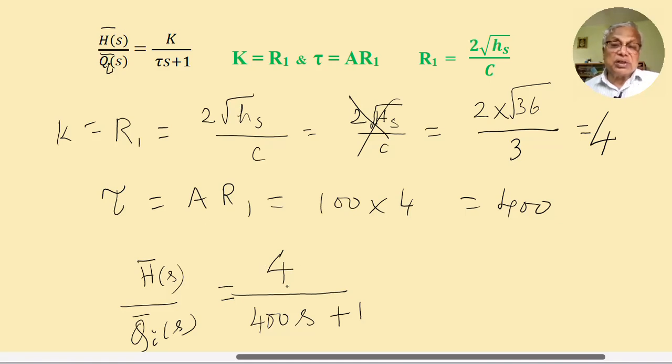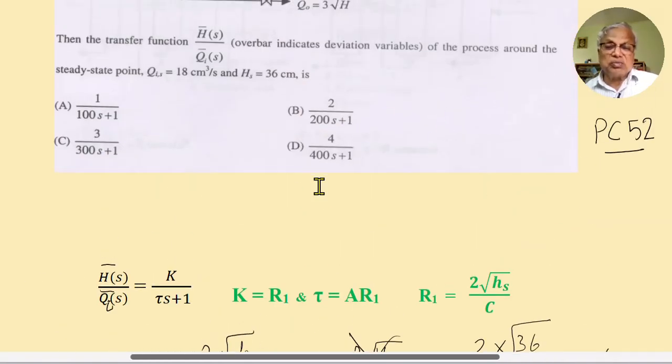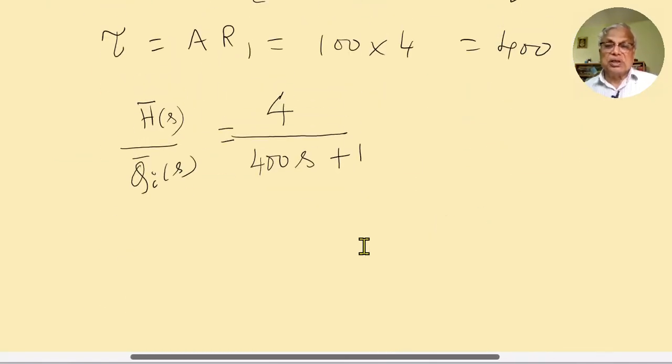K is the gain, the modified value of resistance. R1 is 4. Tau is A into R1, 4 into 100, 400. So this is the transfer function. Is there an option for this? Yes, 4 by 400 S plus 1 is option D. So the answer is option D.